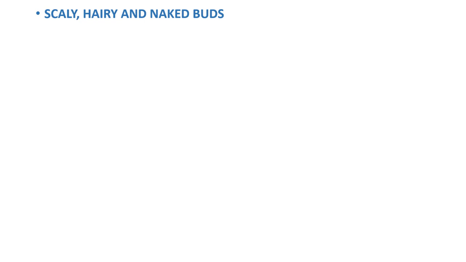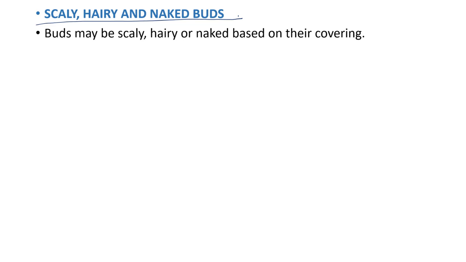In the previous video, we discussed the classification of lateral buds, and now we are going to discover more ways of classifying buds, and one of them is scaly, hairy and naked buds. Now this classification is based on covering, or how a bud is covered, or covered with what kind of structures. So it may be scaly, or that is covered with scales, or it may be hairy, covered with hairs, and most commonly buds are naked, that is they are without any covering, scales or hairs and so on.